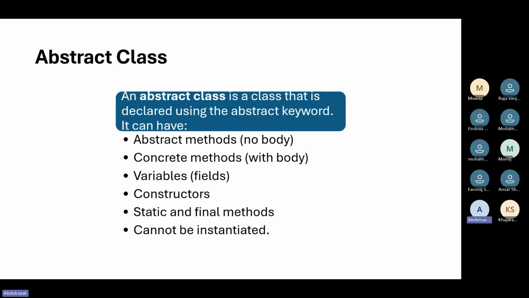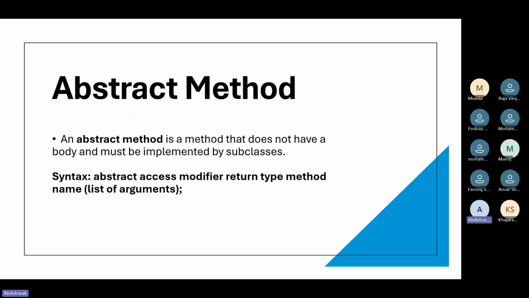And abstract methods have no body. An abstract method doesn't have a body but must be implemented by subclasses. Only the method declaration will be there; the method body will be in subclasses. This is the syntax for an abstract method: the abstract keyword, then the access modifier, return type, method name, then parentheses. Inside the parentheses we have the list of arguments, and it ends with a semicolon.